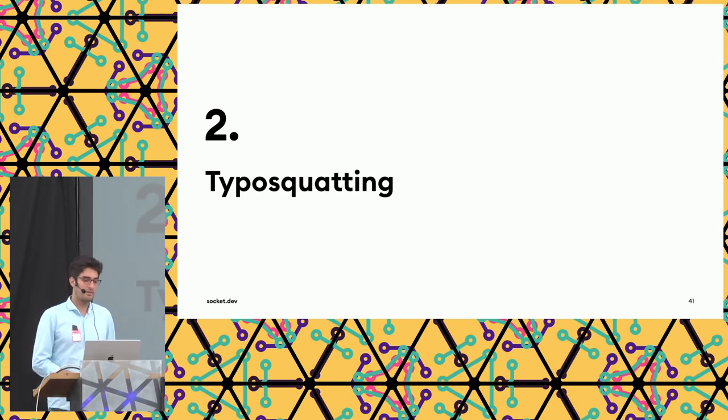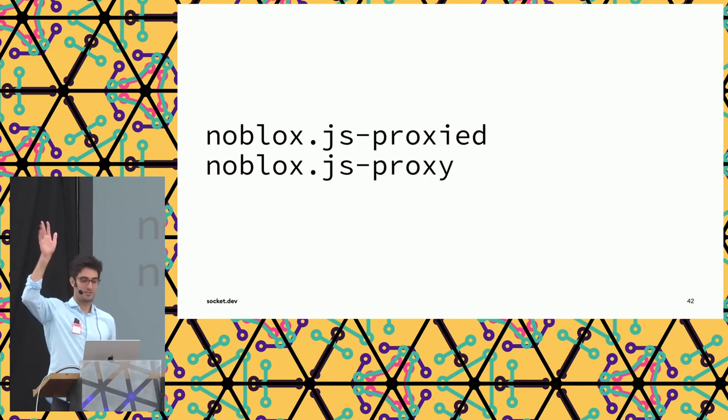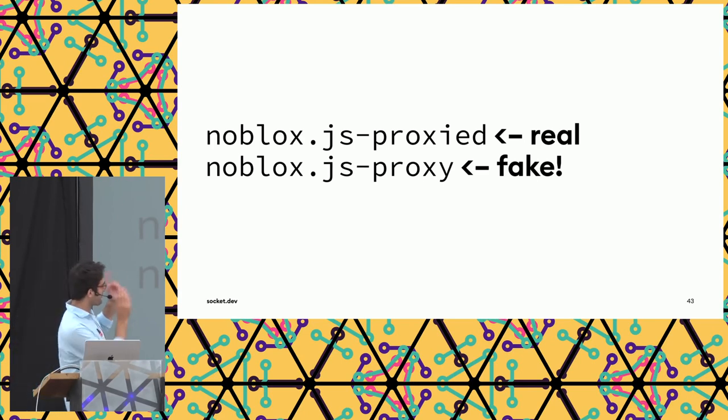So then let's talk about the next one, which is typo squatting. I'm going to show you two package names. One of these is malware, and one of them is the correct package. Raise your hand if you think the first one is the real package. Okay, raise your hand if you think the second one is the real package. Okay, everyone who raised your hand, you're wrong. Yeah, the correct package has the worst name, the confusing name, and this is the malware.